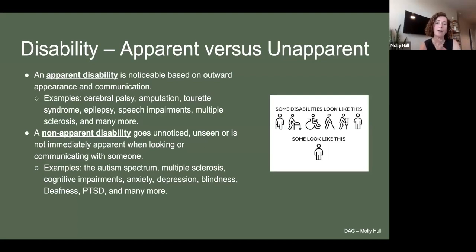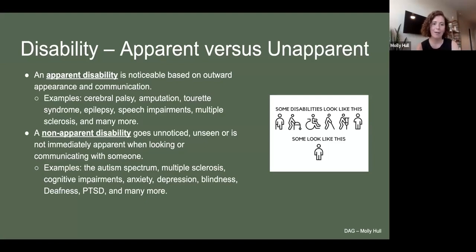And this definition fails to address disability as part of human life. We at any moment in our lifetime can be disabled or have a temporary disability, like a broken ankle, for example. And disability isn't stagnant, meaning it evolves and there's no singular meaning. So to expand on this definition, I've broken up disability into two categories: apparent versus unapparent.